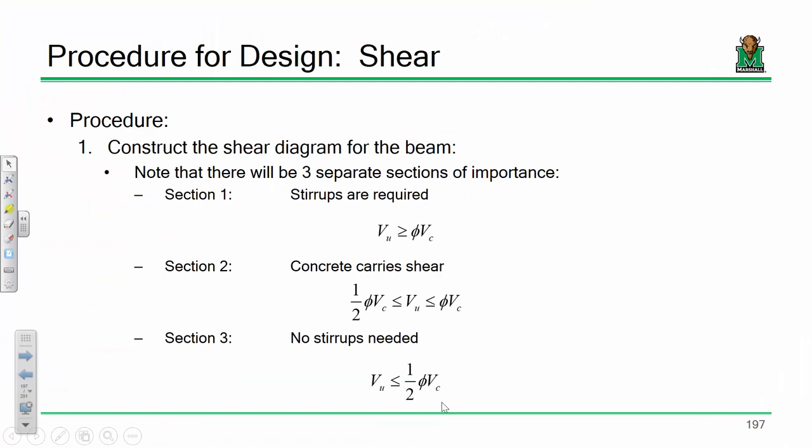So if you recall, up until now we've been discussing the concept of shear and how concrete beams resist shear, and that's through the capacity of the concrete itself and the capacity provided by stirrups. So what we're trying to do is lay out those stirrups.